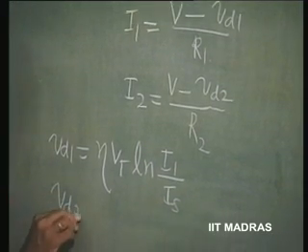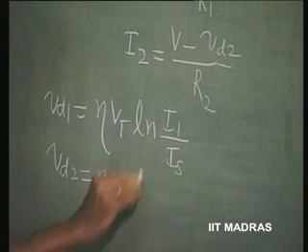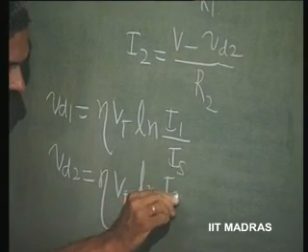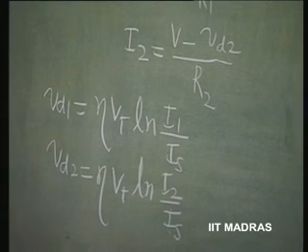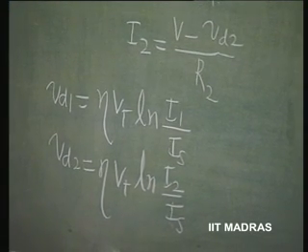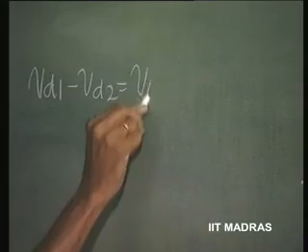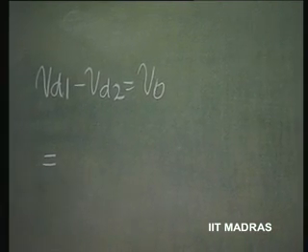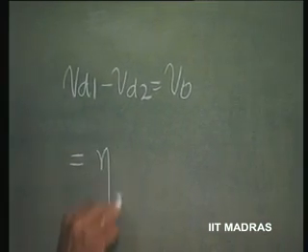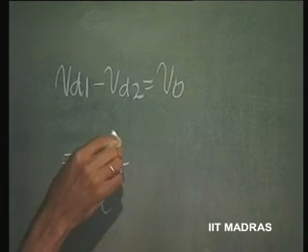Vd2 is going to be, similarly, eta Vt log I2 by Is, with the same value of Is because the diodes are identical. So, Vd1 minus Vd2 is nothing but V naught. This Vd1 minus this Vd2 is this V naught, which can be measured by any differential amplifier. We will see how such things can be designed later.